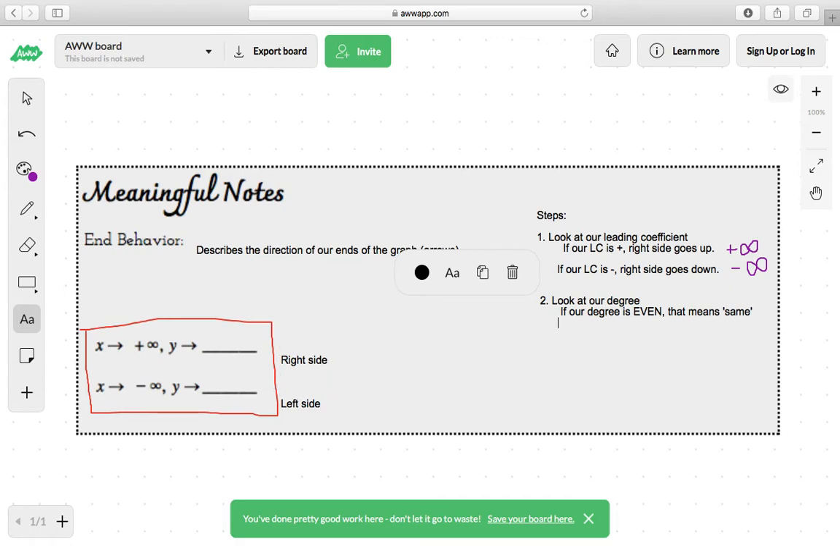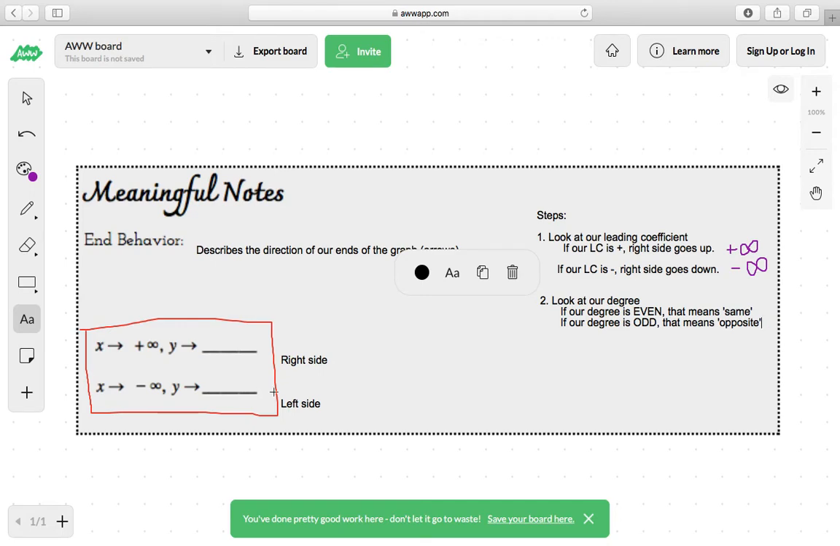And then if our degree is odd, that means opposite. Oops, sorry, guys. So odd is opposite, which means whatever's in the first blank, to know what goes in the second blank, it has to be the opposite. So if we had a positive infinity, that means our second blank would be negative. If we had a negative infinity, that means our second blank would be positive.